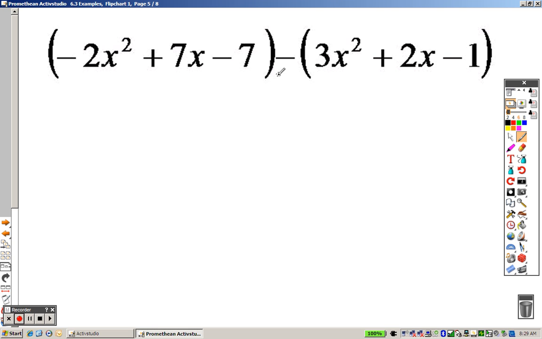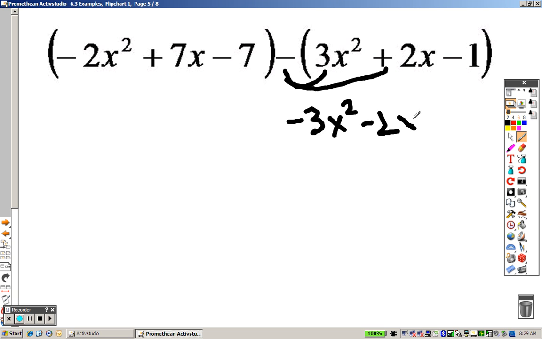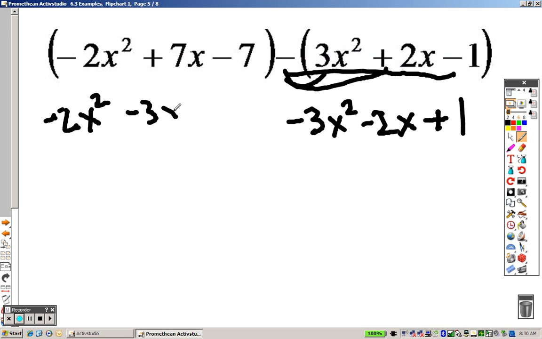Alright, subtracting is a little different, and this is what I like to do. I like to just distribute through that negative. So I get negative 3x squared. I get negative 2x, right? And negative times a negative is positive 1. The reason why I did that is now you can add all your like terms together. I have negative 2x squared and I have negative 3x squared, so when I add them together I end up getting negative 5x squared. So that's gone.